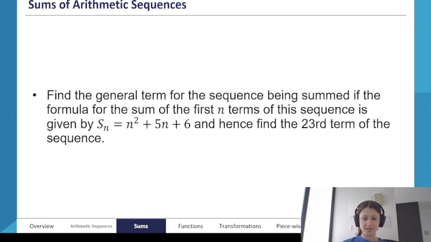Okay, getting on to another question. We need to find the general term for the sequence being summed if the formula for the sum of the first n terms of this sequence is given by the sum of n equals n squared.